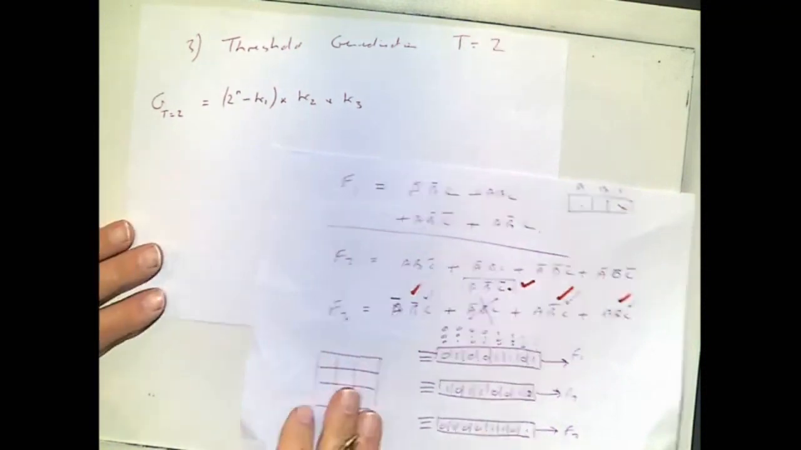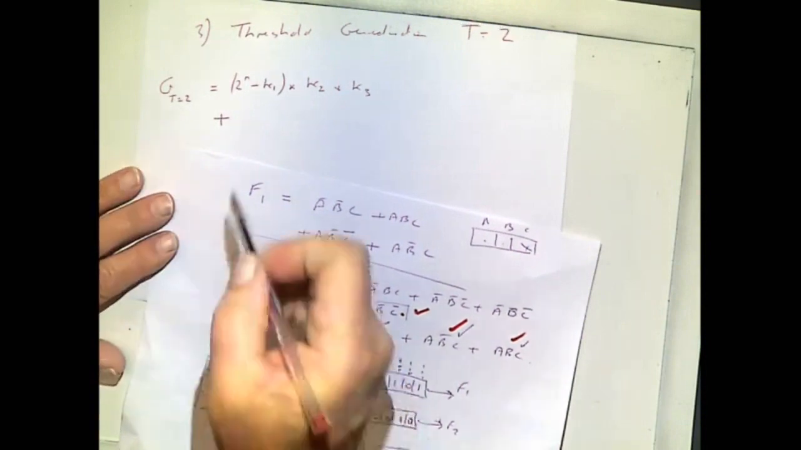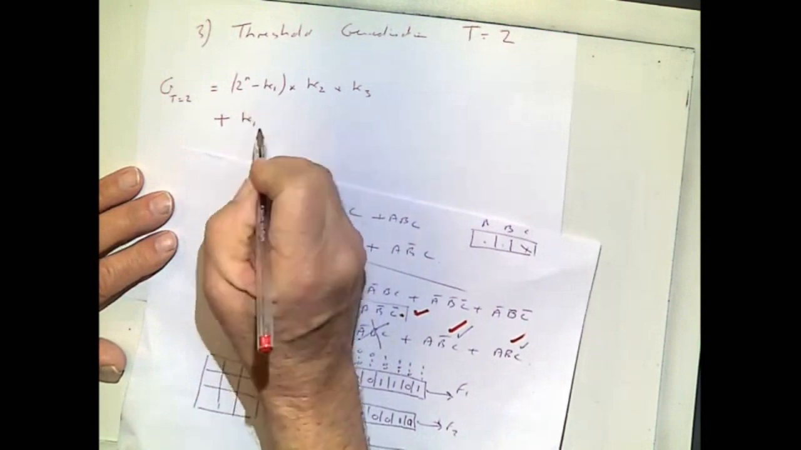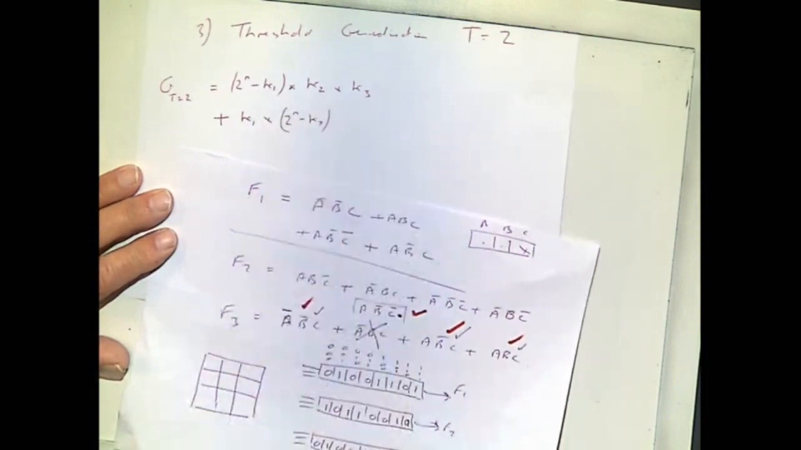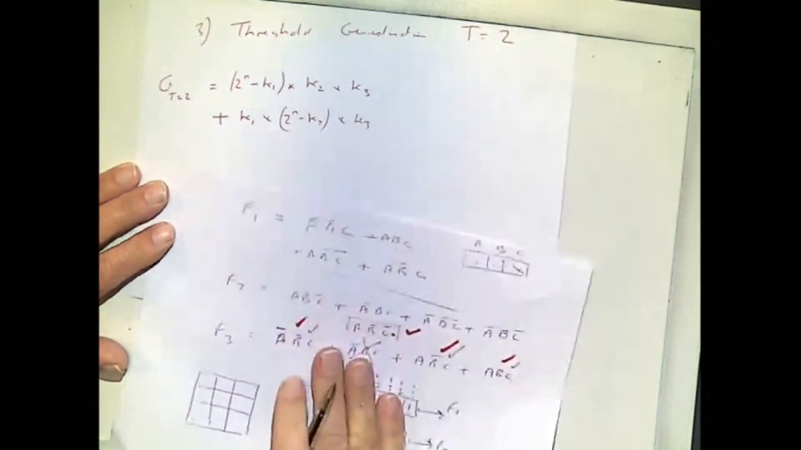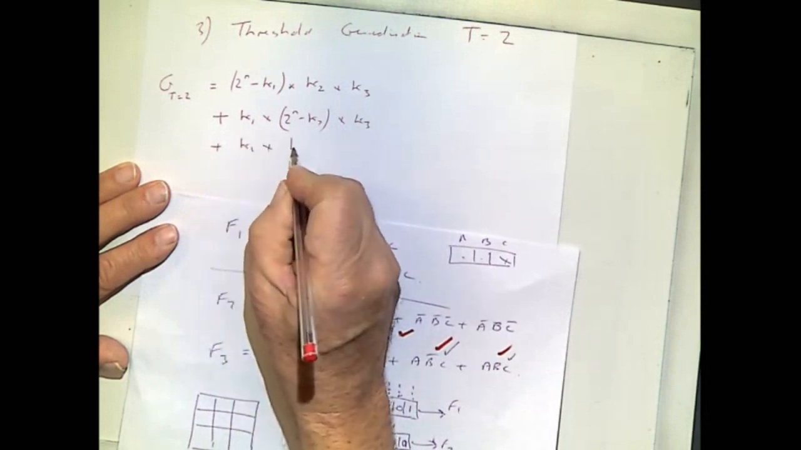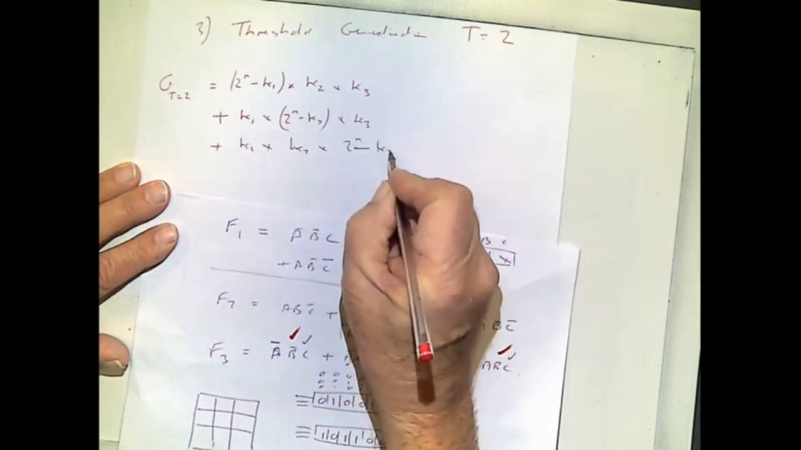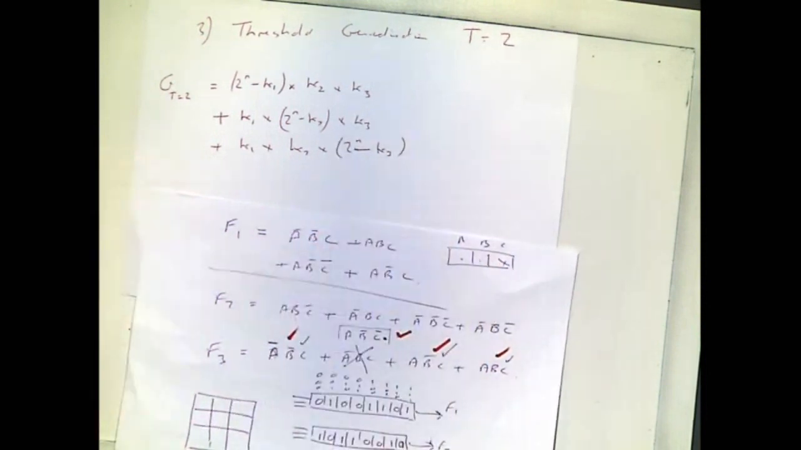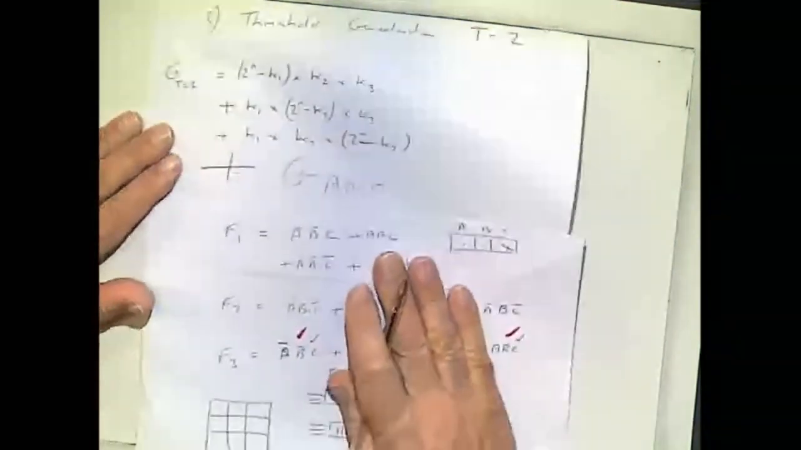We've also got to add to those the possibility of getting a 101, which will be k1, probability of getting a 1, the k1 from the first function, times 2 to the n minus k2, probability of getting 0 in the middle, times k3, plus k1 times k2 times 2 to the n minus k3, plus G AND. Don't forget that.